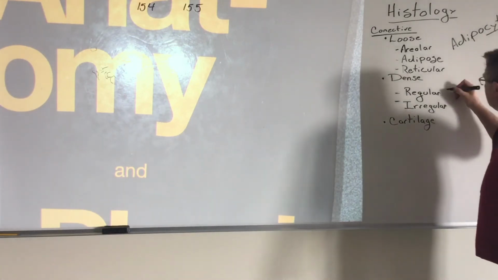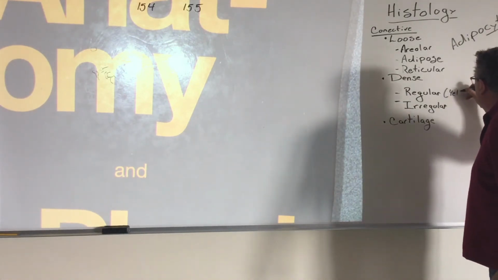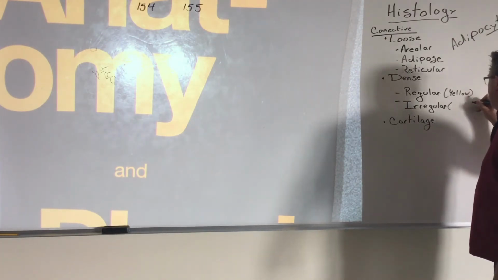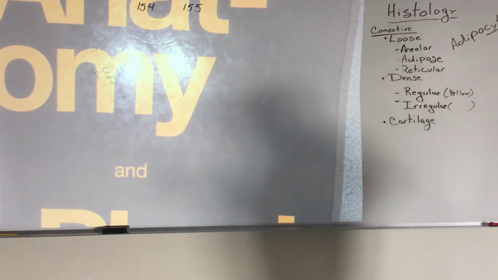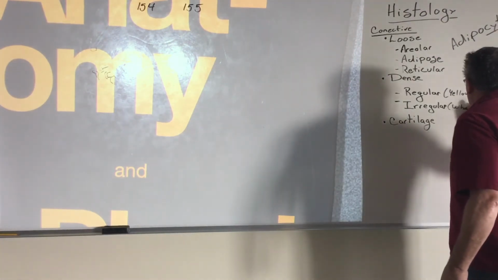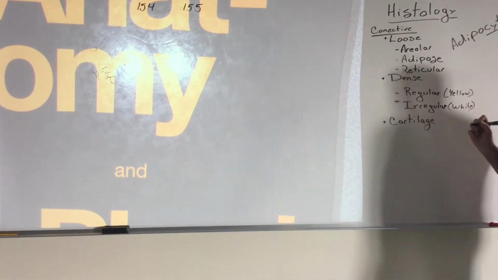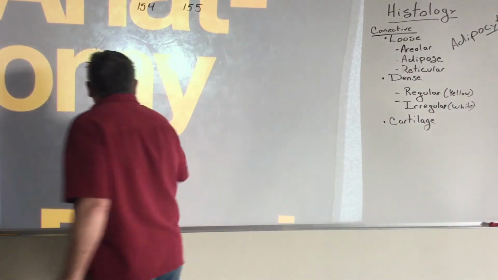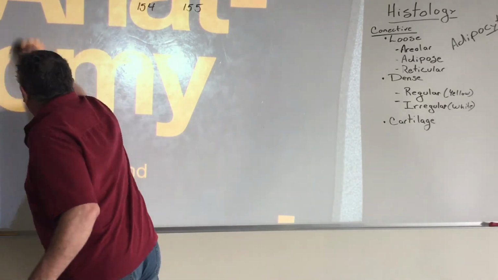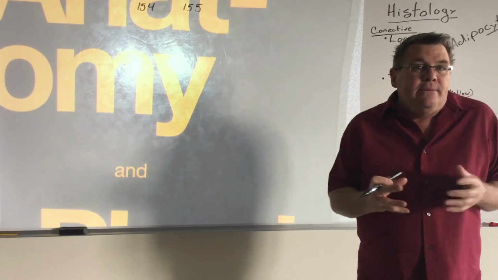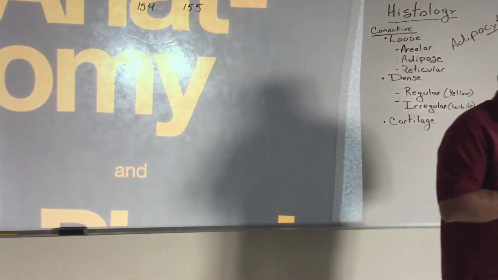Also, while we're at it, regular in some cases is called yellow, and irregular connective tissue is referred to as white. Now, the thing that we need to focus on, trying to figure out what's the difference between them, it all comes down to one of those all-important fibers called collagen. That really, really tough fiber that we have.